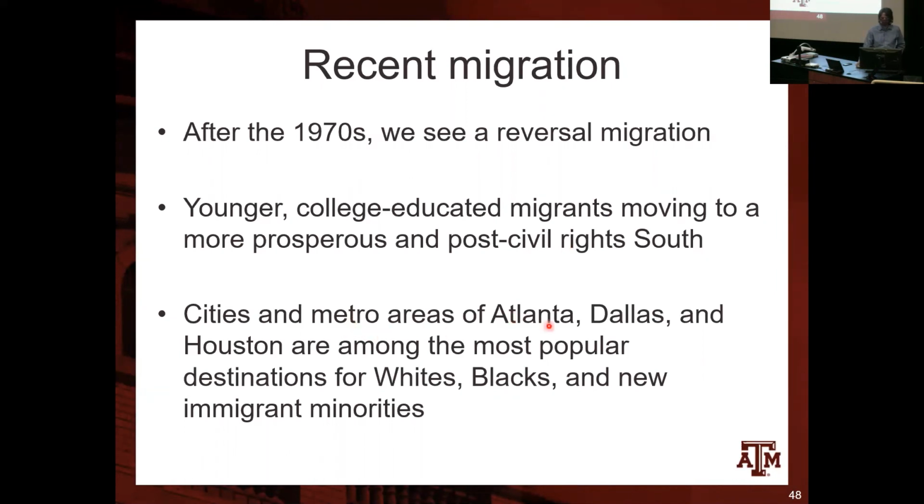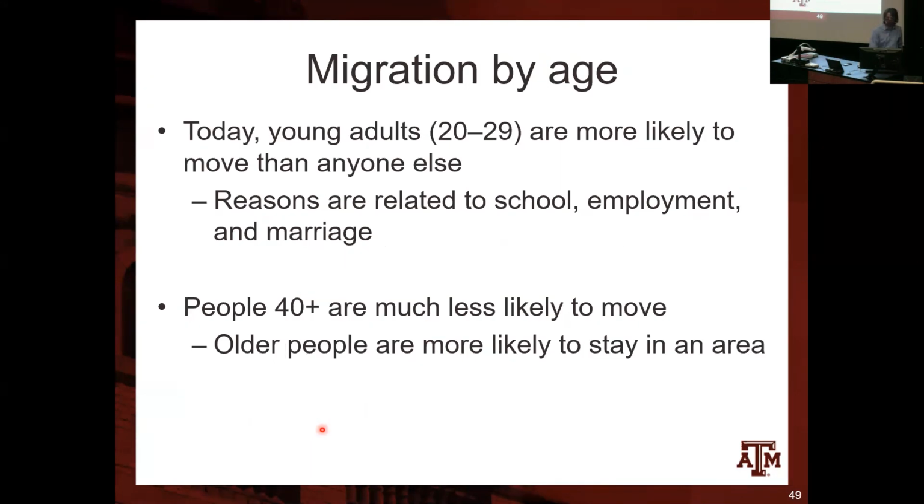Cities and metro areas of Atlanta, Dallas, and Houston are among the most popular destinations for whites, Blacks, and also new immigrant minorities. And today, young adults are more likely to move than anyone else, exactly because they are looking for school, for higher education, college, looking for jobs, and getting married, and that makes them move to other cities. And people who are at least 40 years of age are much less likely to move. Older people are more likely to stay in a specific area.